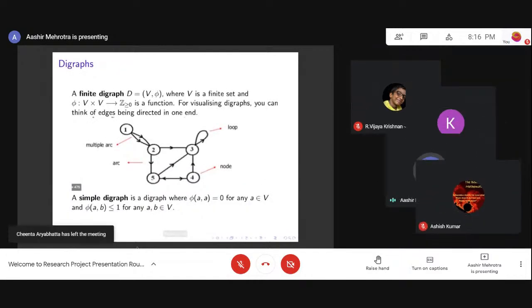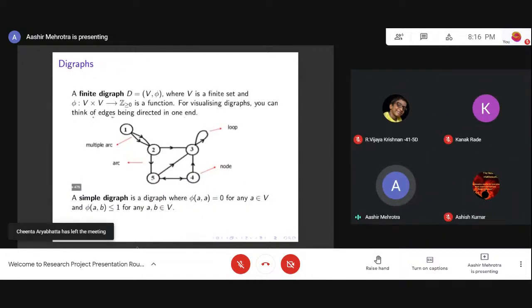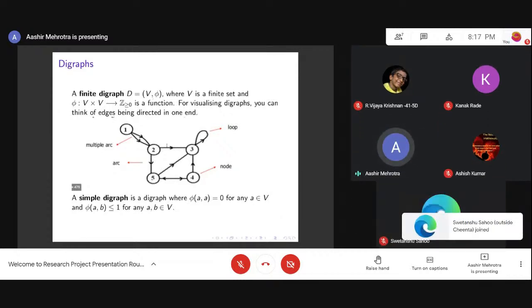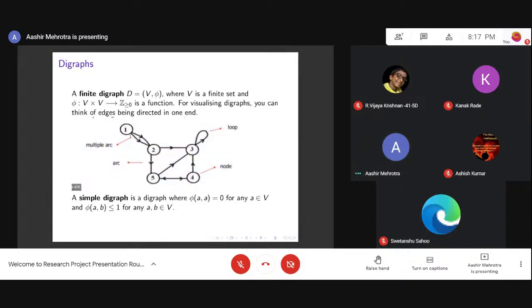So we'll do the same thing for digraphs. A digraph is a similar thing. Instead of doing B choose 2, we just do the Cartesian product B cross B. The domain will be that. For visualizing digraphs, you can think of the edges as directed, an arrow from one end to the other end. The simple digraph is basically where there are no loops. This is a loop right here, and multiple edges, or arcs, you can call them.